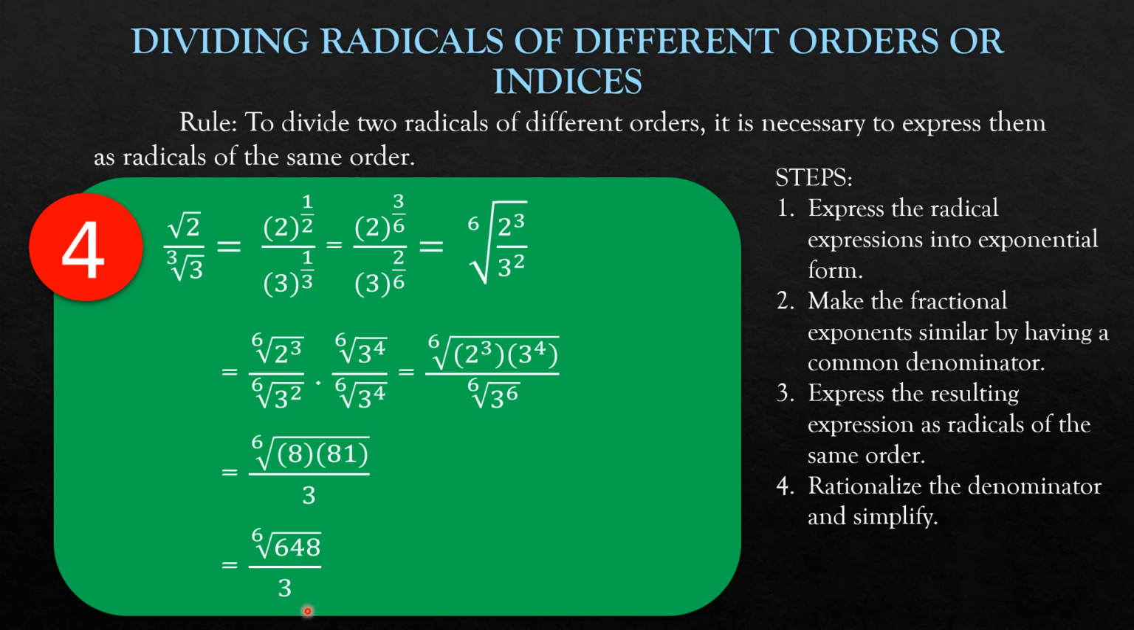So, our final answer is 6 root of 648 over 3. So, the quotient of square root of 2 and cube root of 3 is 6 root of 648 over 3.